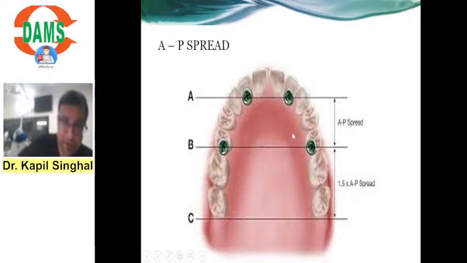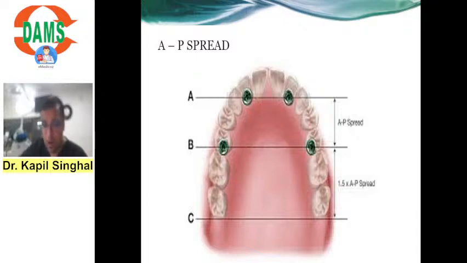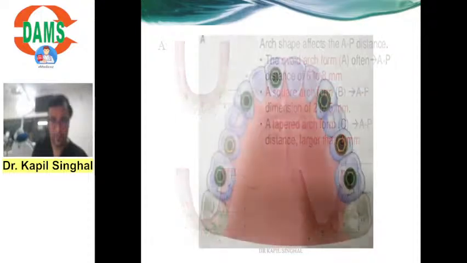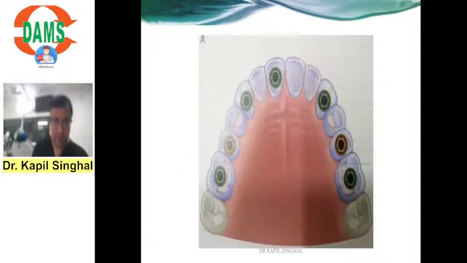So whatever is your AP spread, suppose your AP spread is 10 millimeters. So obviously 10 millimeters times 1.5 you can give as crown cantilever on both the sides. But this is just for full mouth cases. So if they ask you what is the use of AP spread in a full mouth case, it helps you to understand how much amount of cantilever is permissible, and the value is 1.5 times of AP spread. Okay?